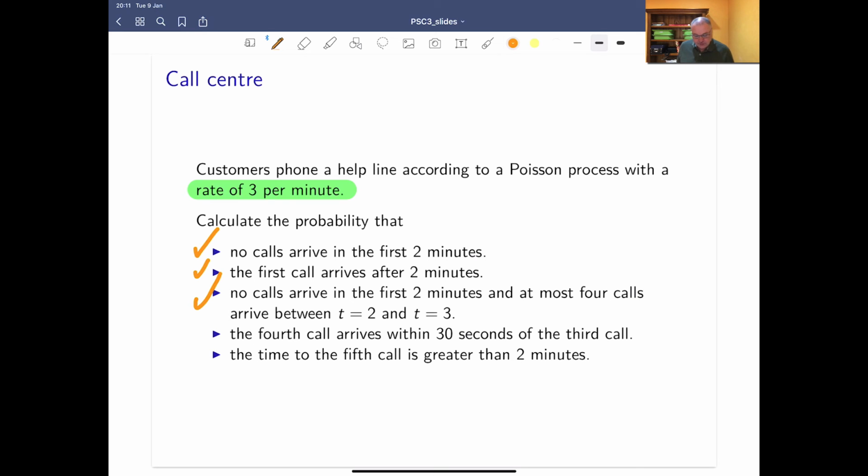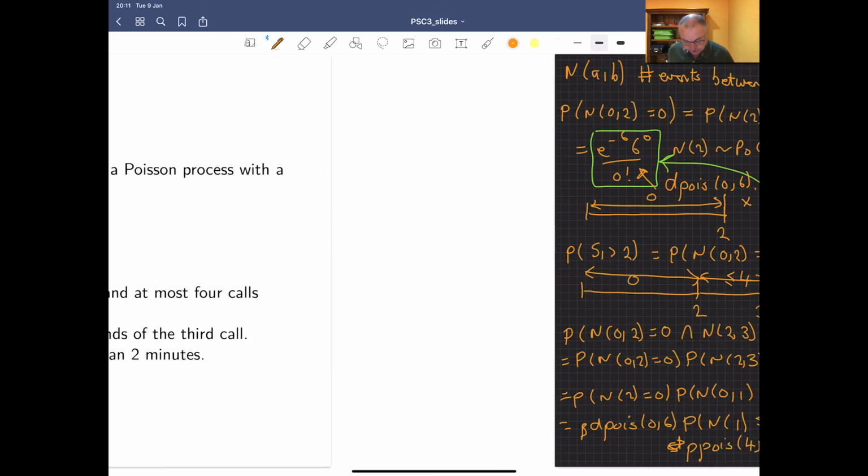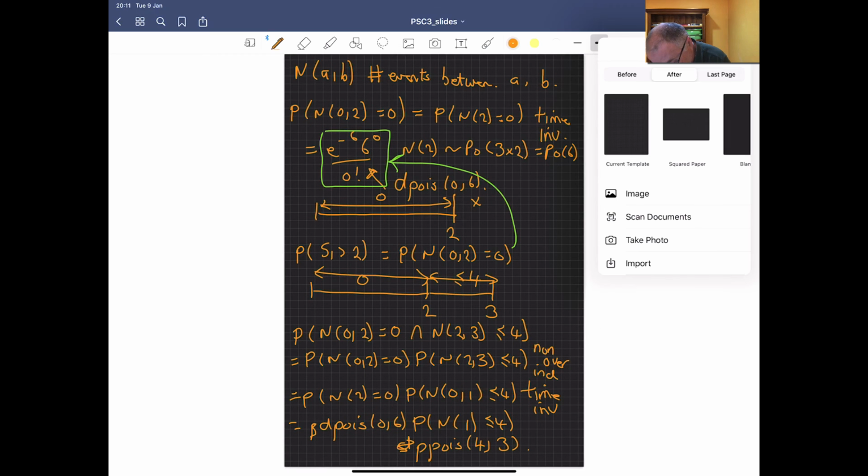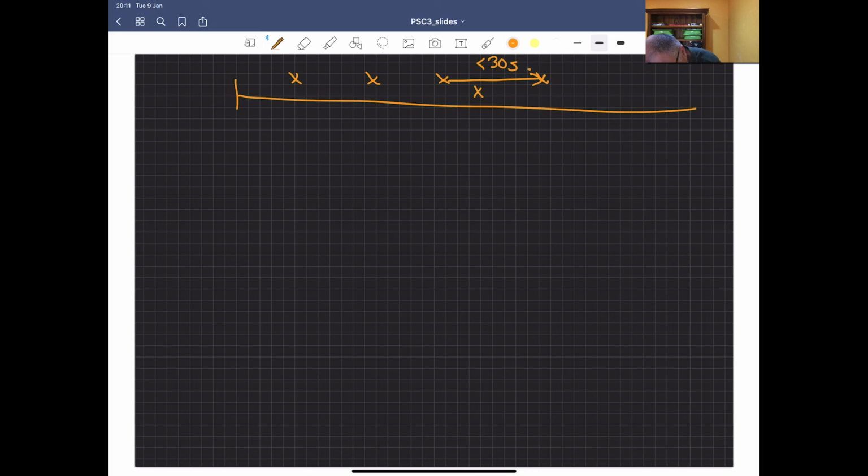The fourth call arrives within 30 seconds of the third call. So what have we got? We're going along. Here's our third one, and here's our fourth one, and we know that this time is going to be less than 30 seconds. Well, this is the time to the fourth, so it's X4. So we want the probability that X4 is less than, well, everything's in minutes, I better convert 30 seconds to minutes, so that's half a minute.